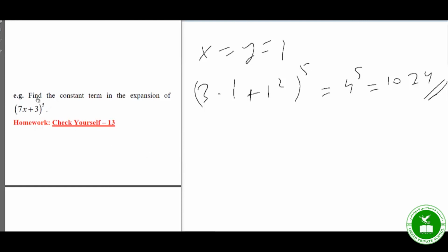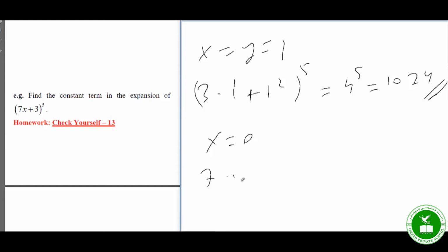In this example, the question asks us to find the constant term in this expansion, (7x plus 3) completely to the power of 5. In the previous example, we said that for finding the sum of the coefficients, we substitute 1 for the variables. Here, for finding the constant term, we equalize the variables as 0, or we substitute 0 for the variables. So let's find the constant term here. We have one variable here, x, which is equal to 0. We substitute 0 for x.